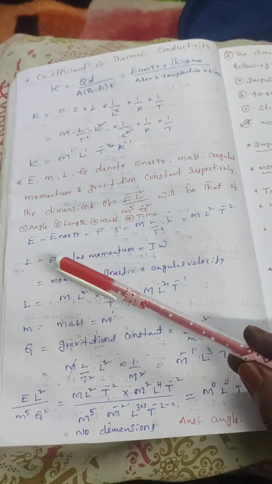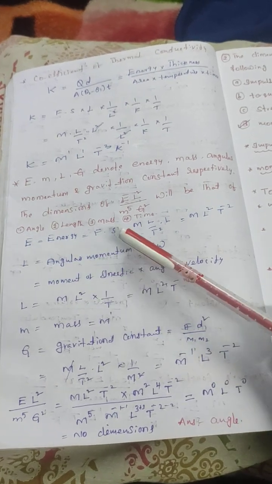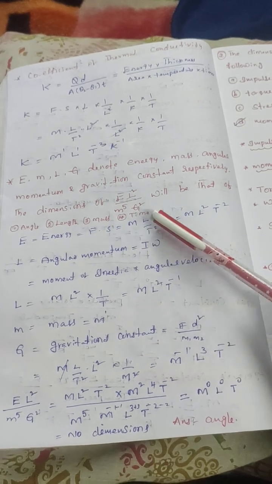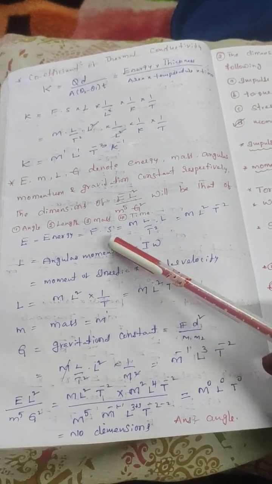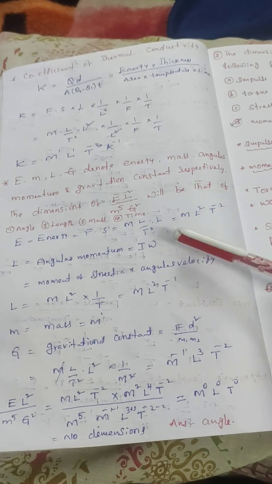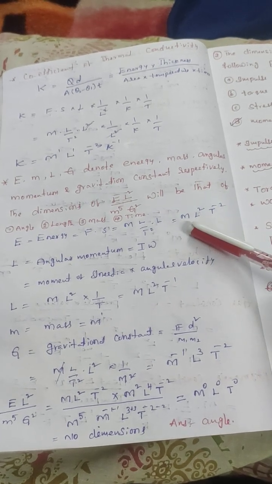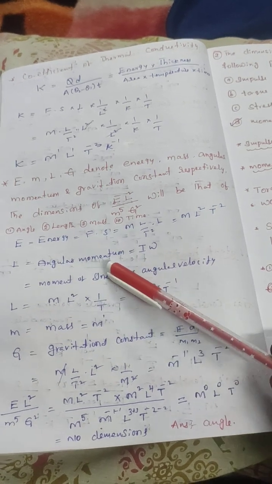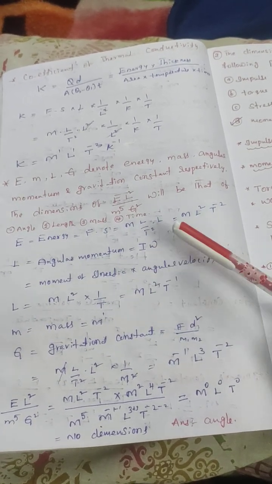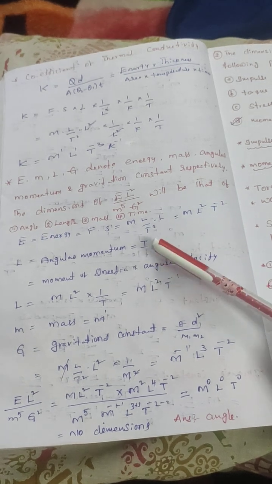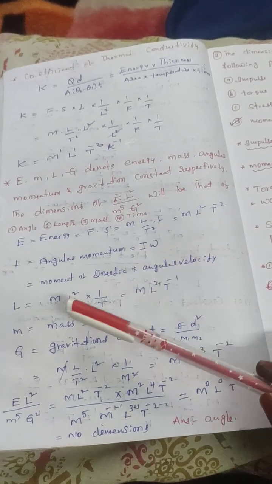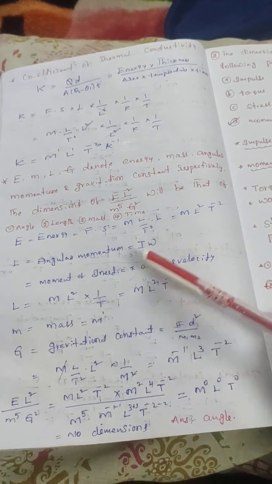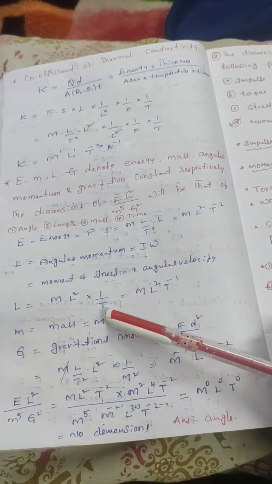Energy, we just discussed, is force into displacement. F is equal to ma, M is mass, a is acceleration, L by T square. Displacement is L. Finally, the energy dimensional formula is M power 1, L square, T power minus 2. Angular momentum is I into omega, moment of inertia into angular velocity. Moment of inertia is Mr square, mass into length square, into 1 by T, since angular velocity is 1 by T.